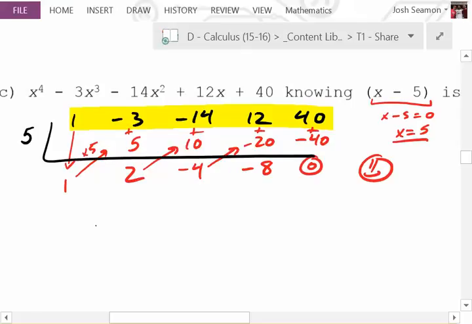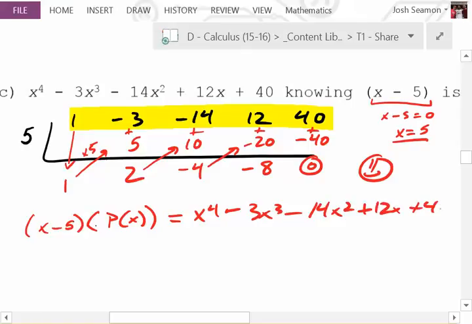Here's why this is super helpful. All synthetic division does is evaluate polynomials. What does this mean? It means when you plug in 5, what do you get out? 0. When you plug 5 into this big thing right here, you will get out 0. It confirms that this is a 0. Here's the thing. We don't know what the other factor is right now. We know that x minus 5 times some polynomial equals this big thing right here.